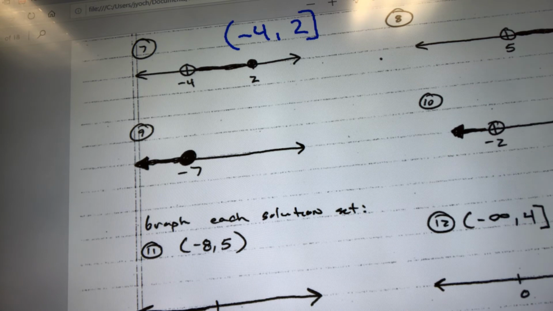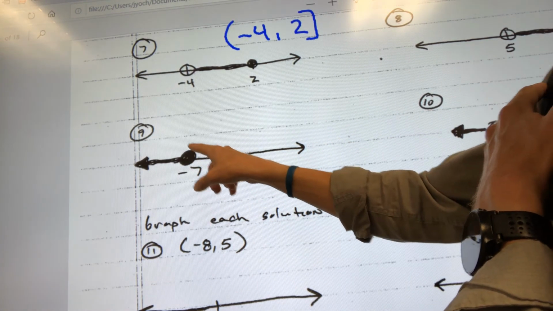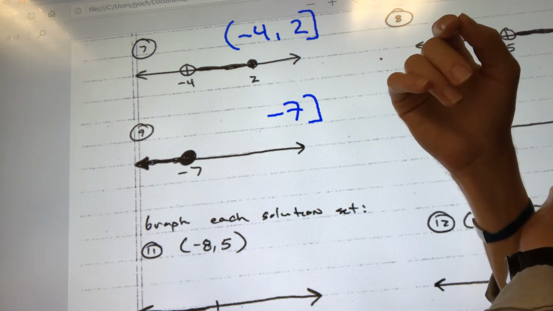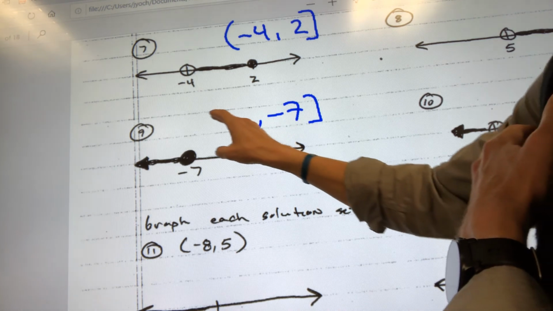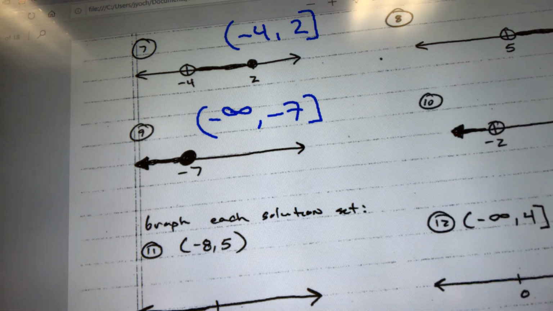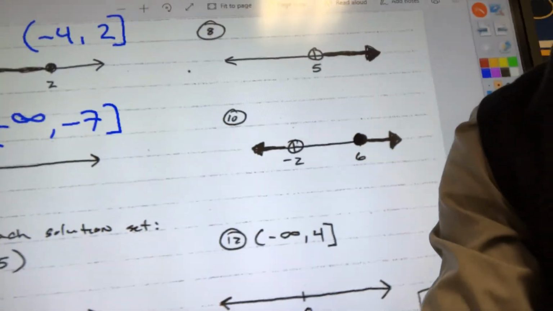Take a look at number 9. -7 is the largest it can be. It can be -7 and everything less. And then it's going to go to the left forever, approaching -infinity. -infinity, -7. Again, this is a little confusing now. It's all right. You just have to have it mastered in 2 years.